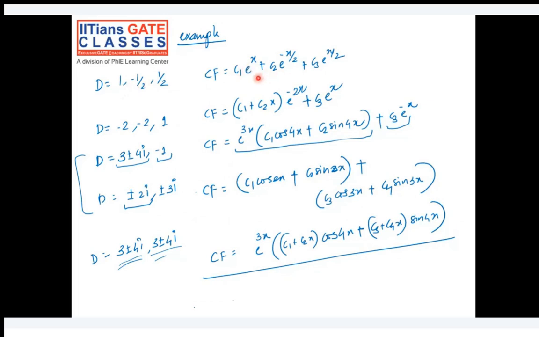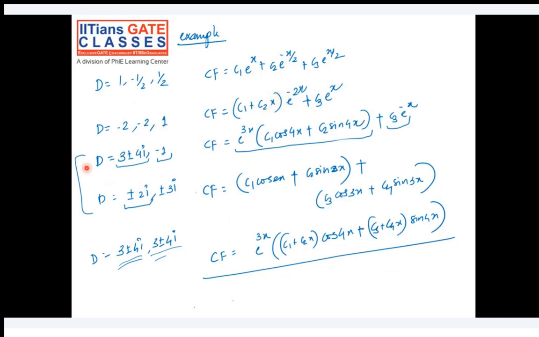Second thing, roots are real but repeated. So -2, -2 repeated here. So -2, -2, 1. In this case, I'll write (C1 plus C2x) e to the power -2x plus C3 e to the power x. So C3 e to the power x is for 1, and this entire term is for the repeated root, which is -2.